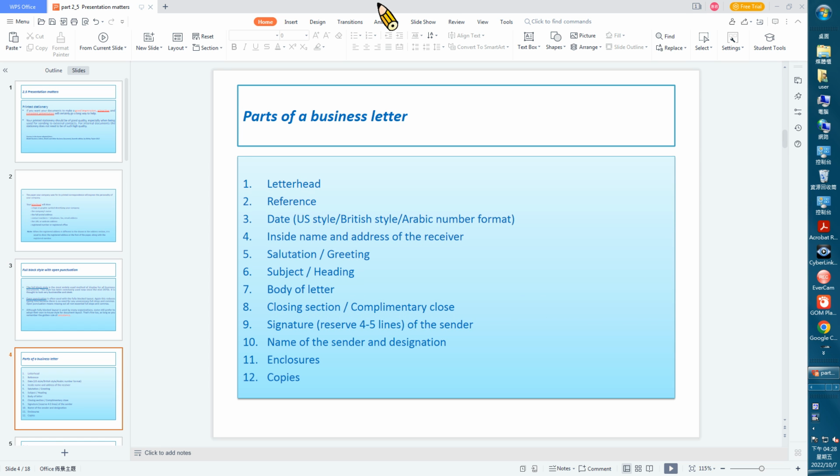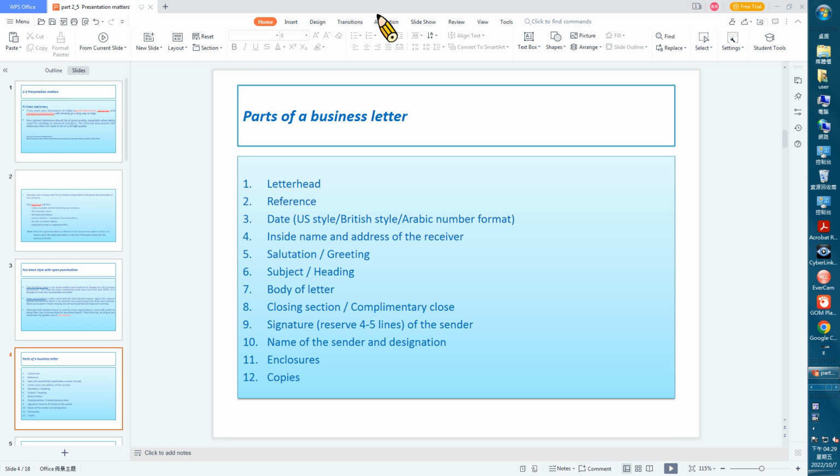Parts of a business letter. In the following, you will find 12 parts that are frequently used in a business letter. Number 1, letterhead. Number 2, reference. Number 3, date. Number 4, inside name and address of the receiver. Number 5, salutation or greeting. Number 6, subject or heading.